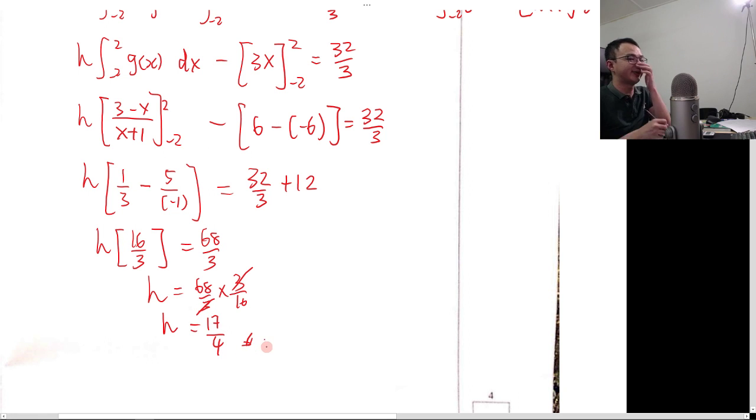Alright, this is how we solve this kind of question. It shouldn't be too difficult here. Okay, power plus 1 divided by total power. Yeah, that is how we do the integration.